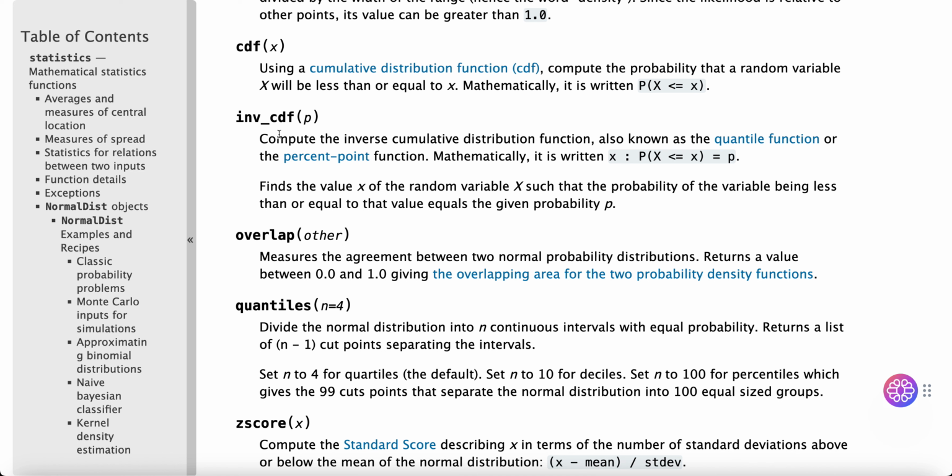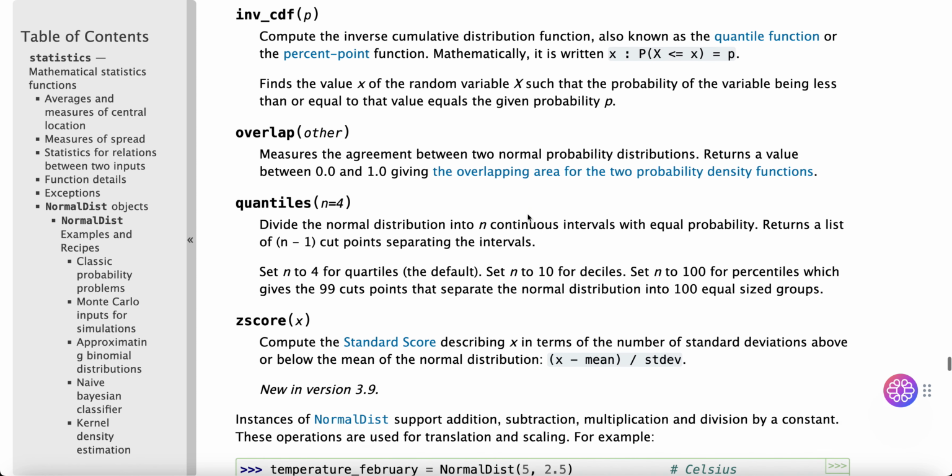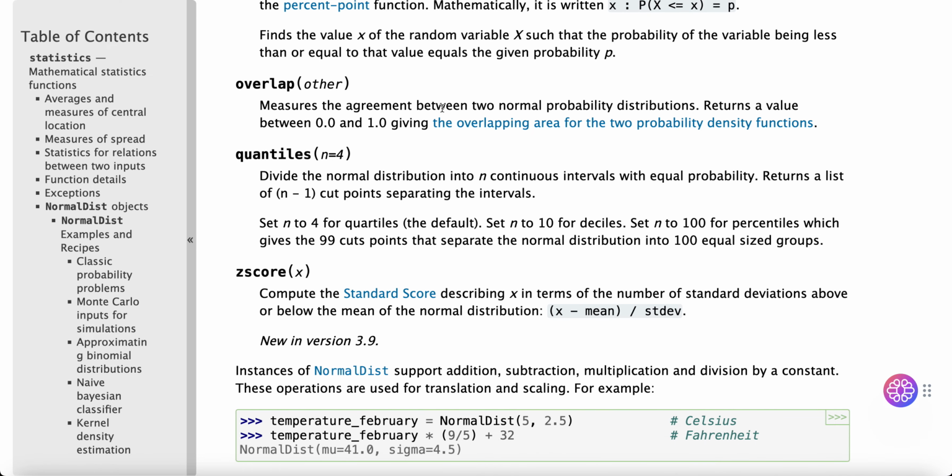inv_cdf(p). Compute the inverse cumulative distribution function, also known as the quantile function or the percentile point function. Mathematically, it is written x : P(X <= x) = p. Finds the value x of the random variable X such that the probability of the variable being less than or equal to that value equals the given probability p. overlap(other). Measures the agreement between two normal probability distributions. Returns a value between 0.0 and 1.0 giving the overlapping area for the two probability density functions.